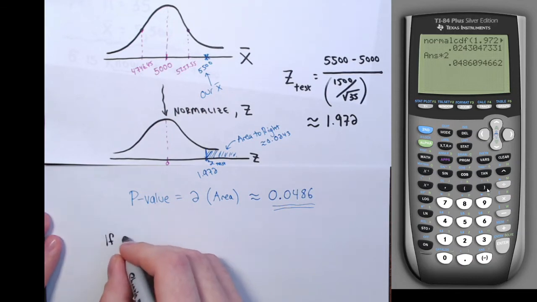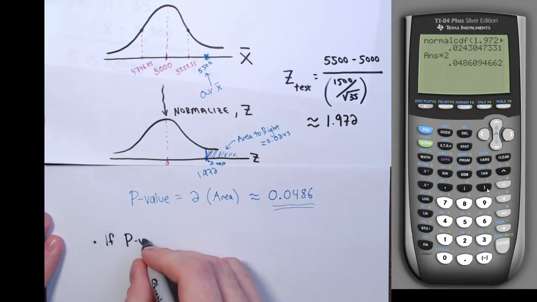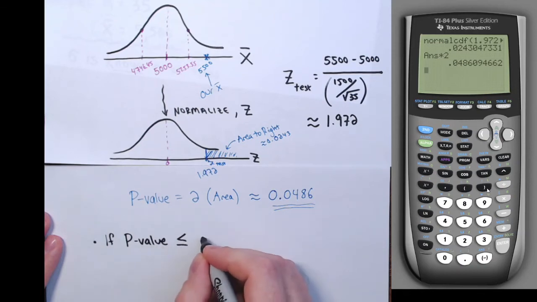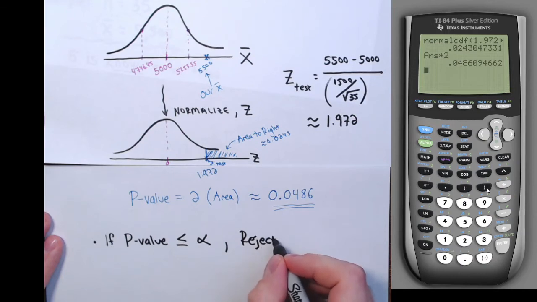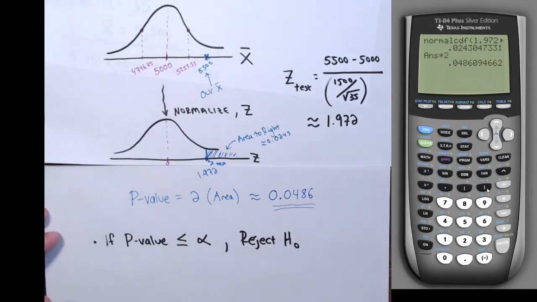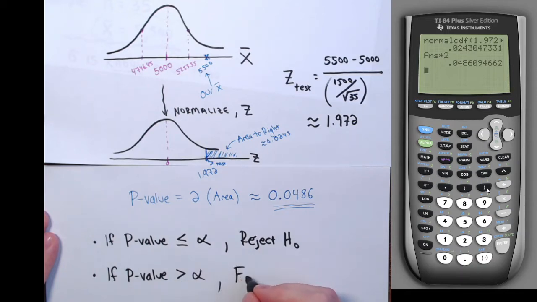If the p-value is less than or equal to the significance level, you're going to reject the null hypothesis. You're going to say, oh, our test statistic, our sample mean, is too far away. That assumption must be bad. All right, we're going to reject it. And if the p-value is greater than alpha, you're not going to reject it. You're going to fail to reject. Don't reject the null hypothesis.